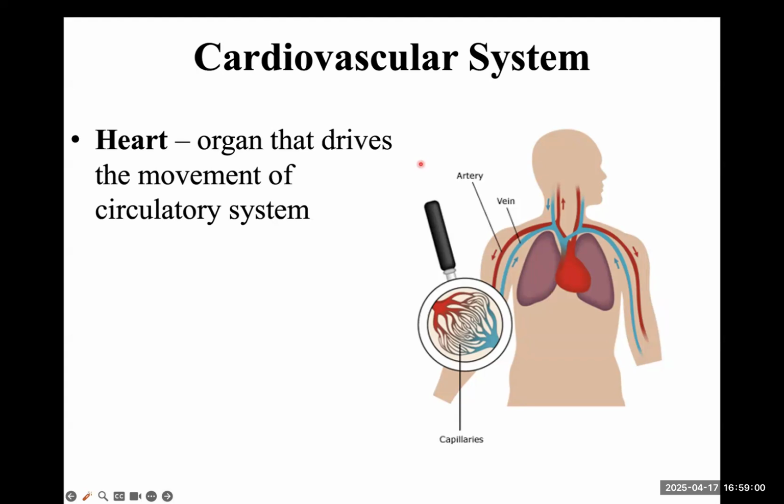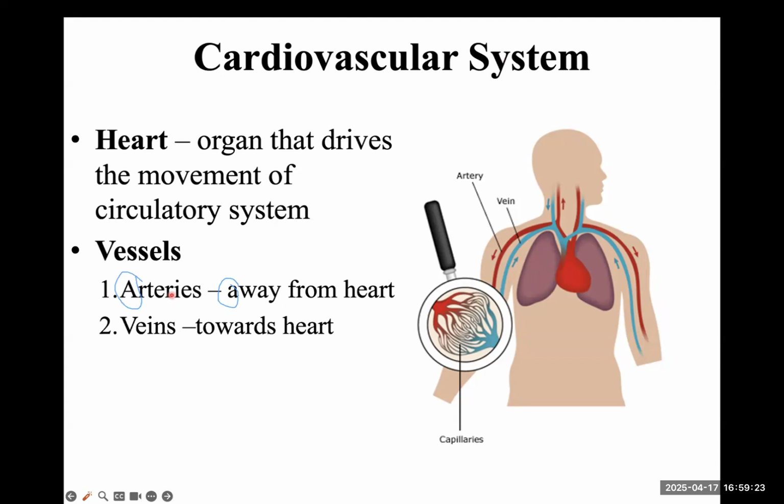The vessels are basically the tubes, and the arteries are going to go away from the heart. Try to remember A for arteries and A for away. They're taking the blood away from the heart, and the veins are going towards the heart. So arteries go away, and veins go towards the heart. And whether the arteries are blue or red doesn't matter, as long as they're taking the blood away from the heart.